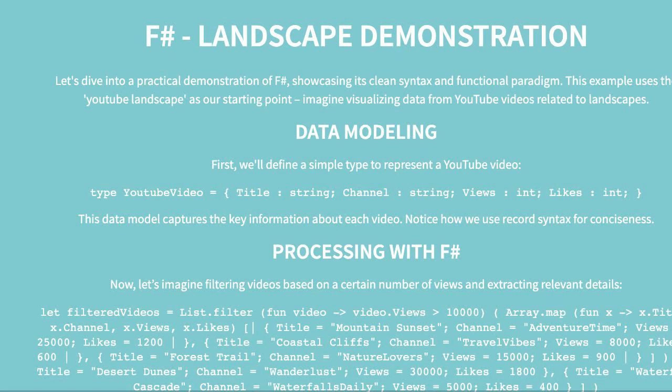Okay, let's take a look at this F# demonstration. We're building on the idea of analyzing YouTube videos related to landscapes. Imagine visualizing data from those types of videos. First, we define a simple record type called YouTubeVideo that holds information like the title, channel, views, and likes. Then, using some concise F# syntax, we create a list of these video records. Finally, we use a filtering operation to select only the videos with more than 10,000 views and extract just the titles and channel, showing how easy it is to manipulate data in a functional style.